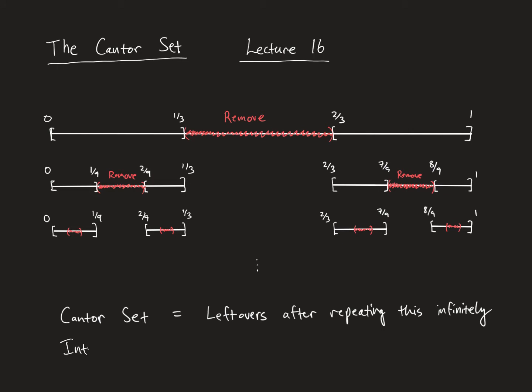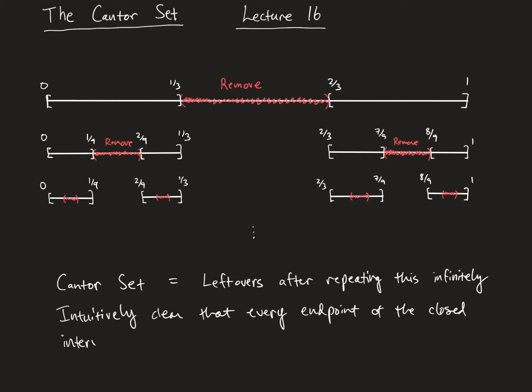So intuitively, it's clear that every endpoint of the closed intervals in the construction remains in the Cantor set. Remains throughout each iteration, remains in each subsequent iteration.